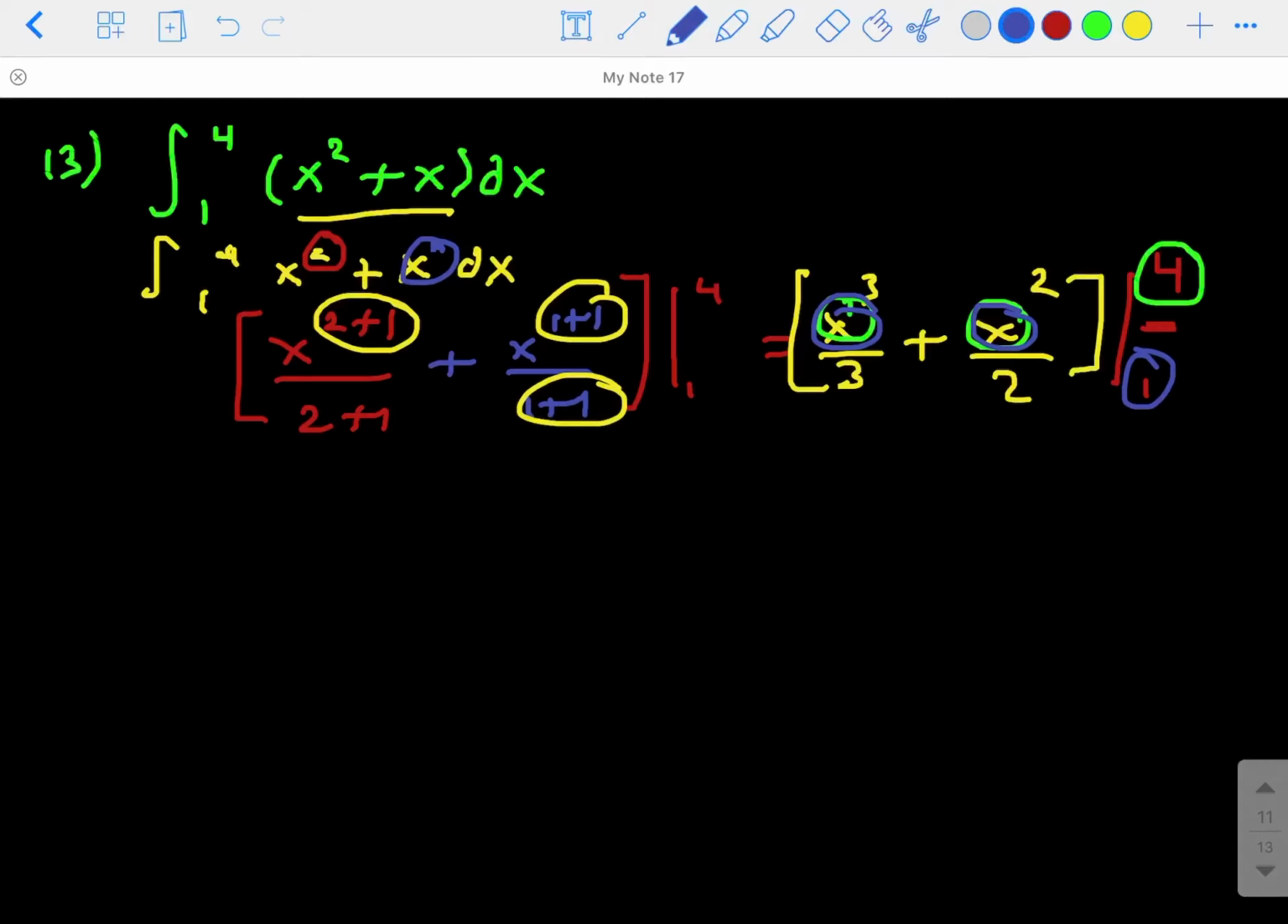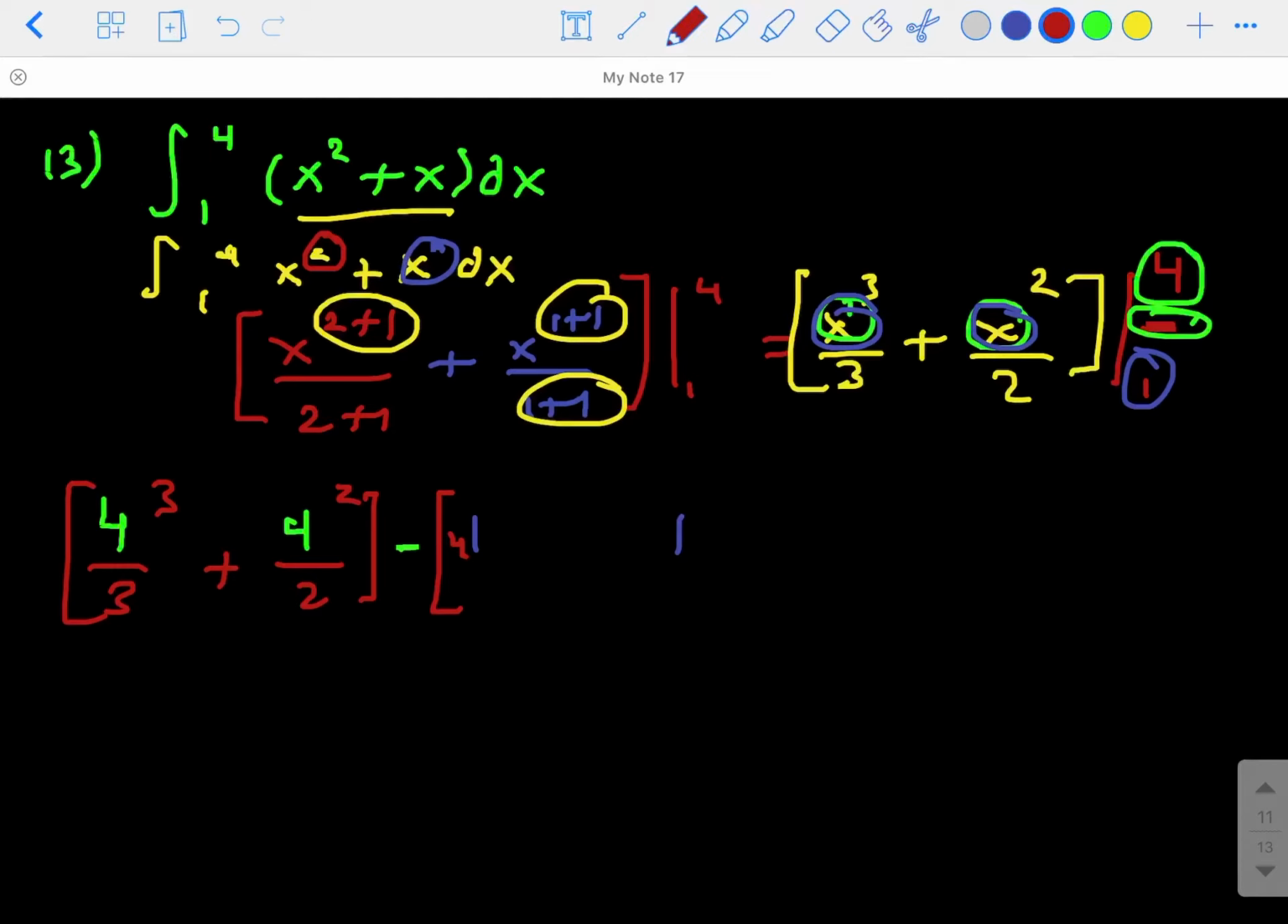So this becomes, I'll include a 4 first, and then 1 second. And then again, it's just a copy and paste. So this is over 3, x to the second. And what's in the middle is the subtraction symbol. And this is 4, 3.